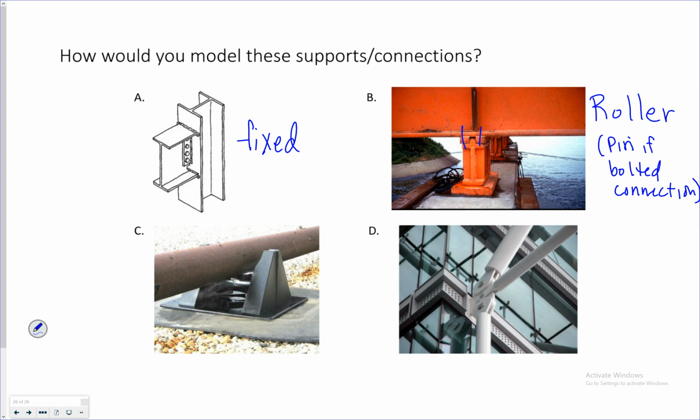So letter C. Let's see, if we push it horizontally, could it move? Yep. If we applied a load, could it rotate? Yep. So we're looking at a roller. And finally, D. They can't deflect horizontally, they can't deflect vertically, but they could probably rotate about this hinge, right? This looks like a hinge. So I'd call that a pinned or hinged connection.